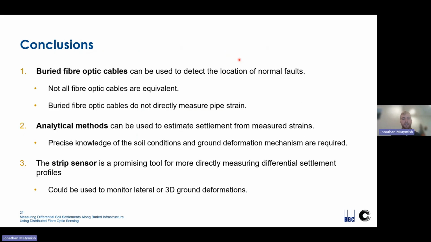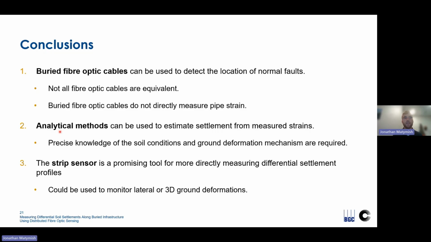So in conclusion, we conducted this kind of large-scale test where we buried these fiber optic cables and subjected them to differential settlements associated with the formation of a normal fault. And we saw that the buried fiber optic cables can be used to detect the location of normal faults. However, not all of these fiber optic cables are equivalent. And these buried cables do not directly measure the pipe strain.